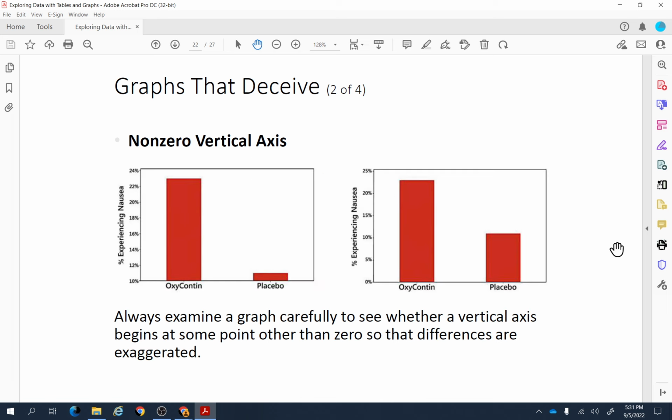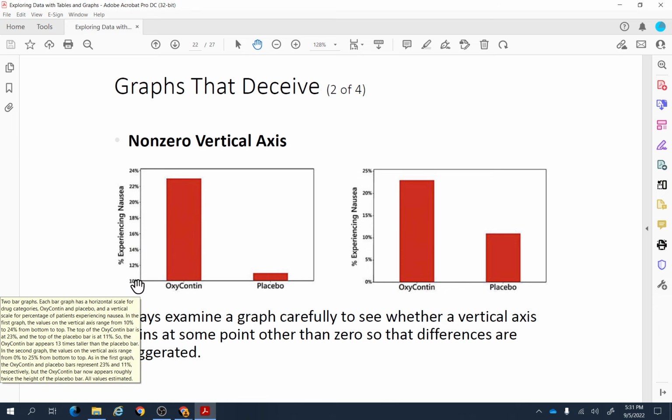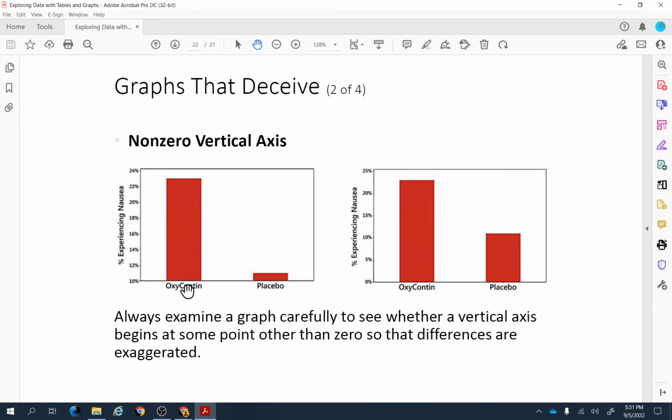I'm going to give you one example here. This is the comparison between OxyContin and placebo, and the percentage here who experienced nausea. As you can see here, they started at 10%. So by just looking at these two bars, we can say that, hey, this is giving you more nausea. But if you start at the 0 level, then you can see the difference, and actually it's 11 versus 24.